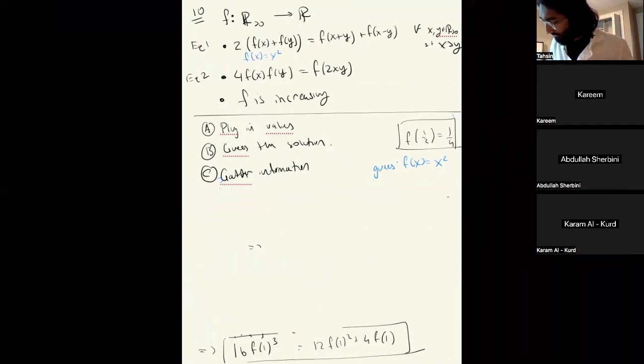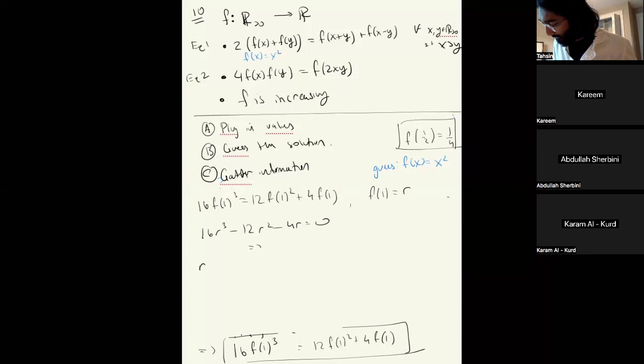Point of all of this is that now we have 16 f of 1 cubed equals 12 f of 1 squared plus 4 f of 1. So what are the possible values for f of 1? Let's write f of 1 equals r. So we have 16r cubed minus 12r squared minus 4r equals 0.